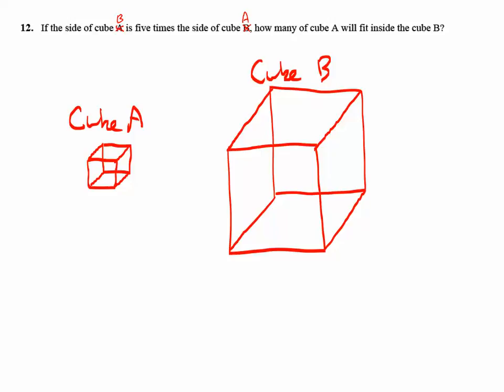Alright, let's see. If the side of cube B is 5 times the side of cube A, I'm going to label one of the sides of cube A as just x. That means cube B would have to be 5x. So now the question is, how many of the small cubes would fit into the large cube? Any guesses? I got 5. 5, okay. Let's go for it. So volume now, right? Because we're looking at a cube piece. How do you find volume? Volume is the side, and we just cube it, whatever the side is.